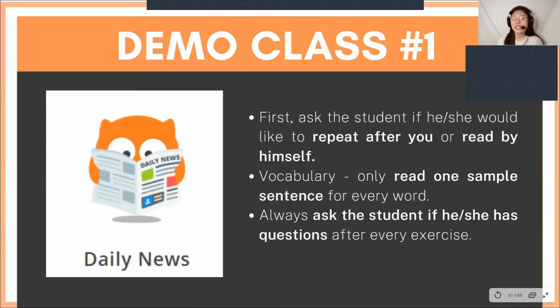Daily news is basically read and repeat, but of course you have to ask the student in the beginning of the class if he or she would like to repeat after you or read by himself or herself. For the vocabulary, you read the word first and you ask the student to repeat after you, the definition and you ask the student to repeat after you, and then just one sample sentence and then the student will repeat after you. And again, guys, always ask the student if he or she has questions after every exercise.